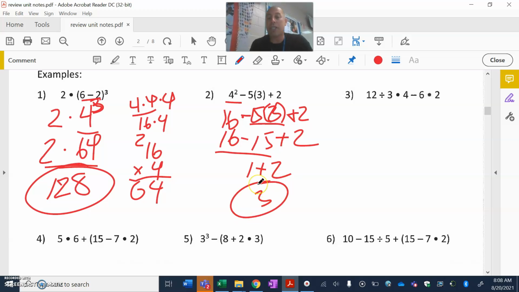All right. We do see mistakes where students do the addition first. Yes, it will give you a completely different answer. It will give you the wrong answer. Let's go to problem number 3 here.